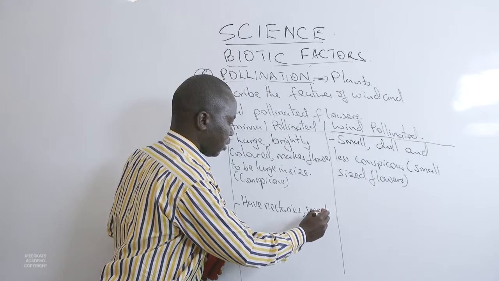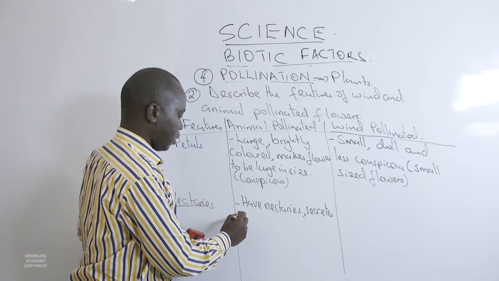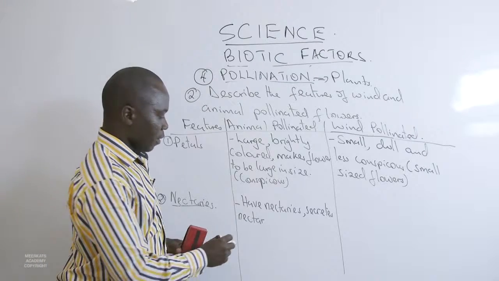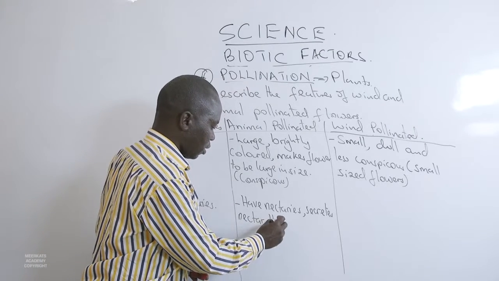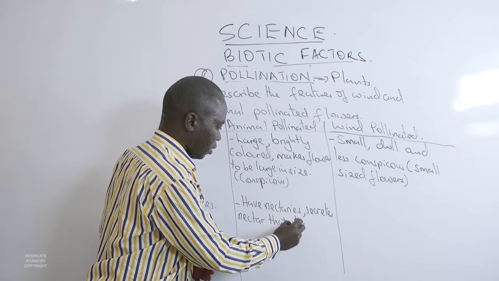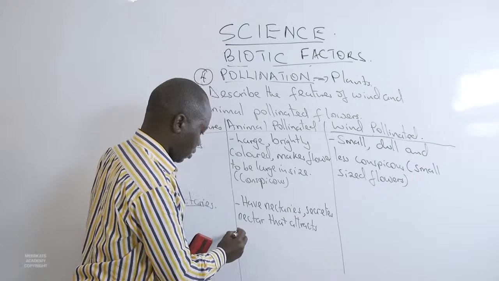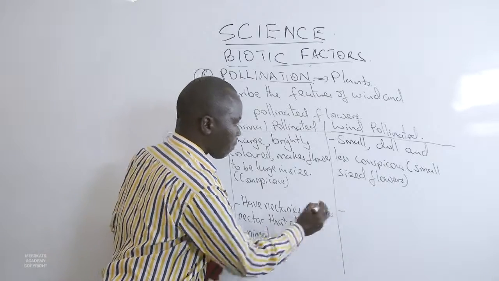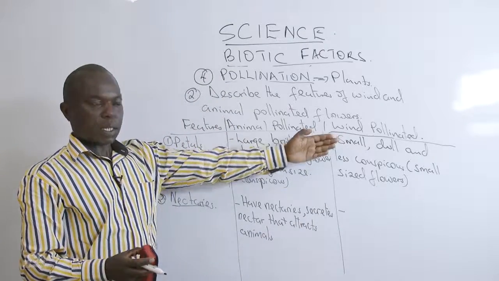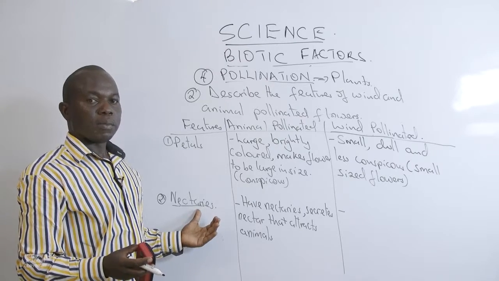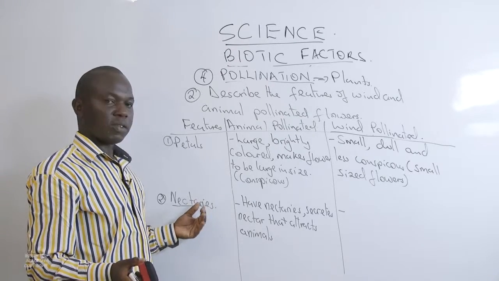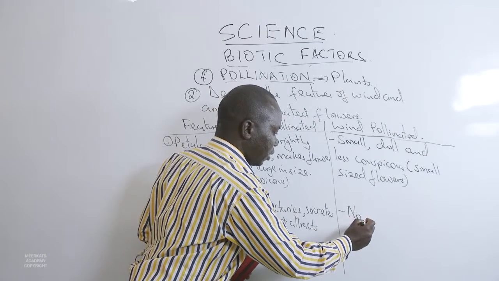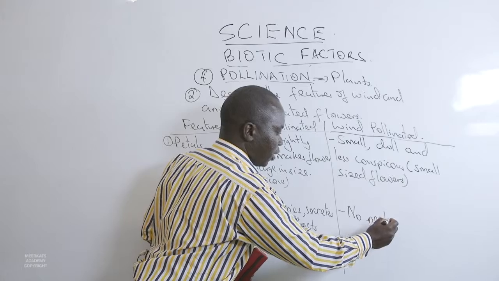The role of nectaries is to secrete nectar that attracts animals. For wind, wind does not need to be attracted to the flower. Therefore, there's no need of nectaries. No nectaries or absence of nectaries.